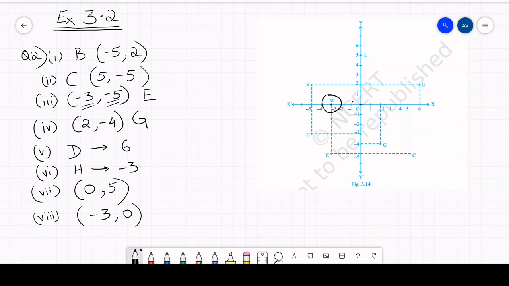And that brings us to the end of this exercise. Again, this was a simple one, just like exercise 3.1, just to brush up the basics of our coordinate geometry chapter. So it will get increasingly challenging as we move further.